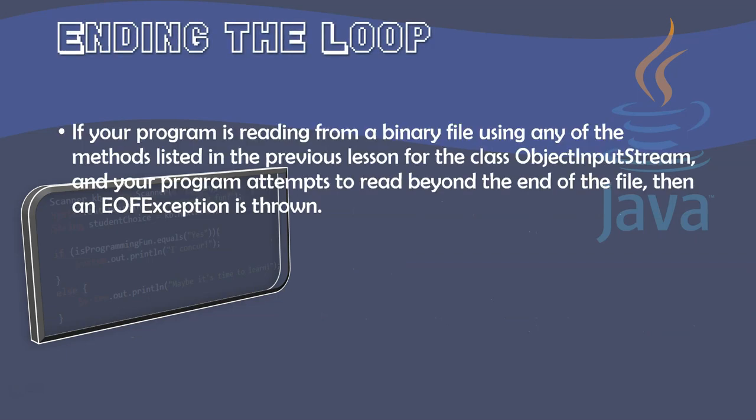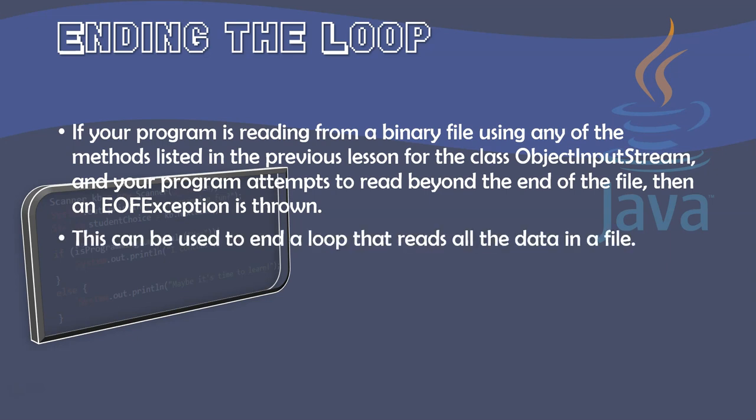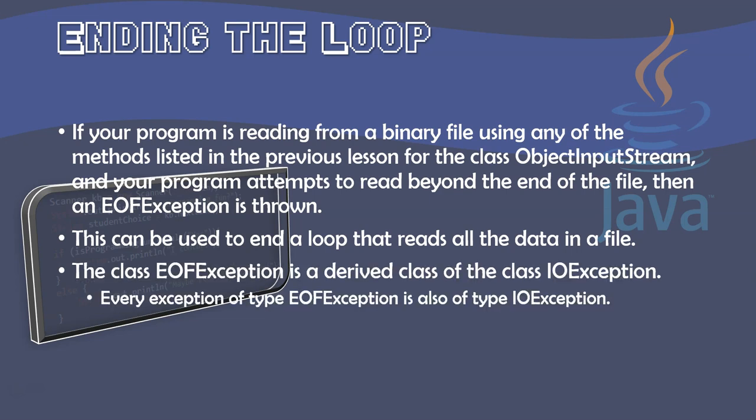So as we end that loop, if our program is reading from a binary file using any of the methods listed in the class object input stream, and your program attempts to read beyond the end of the file, we're going to get an end of file exception. This, as we have already said, can be used to end a loop that reads in all data within that file. The class end of file exception is a derived class of the class IO exception, and so therefore every exception of type end of file is also of type IO exception.